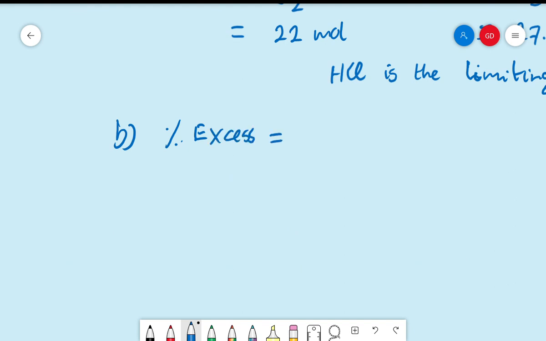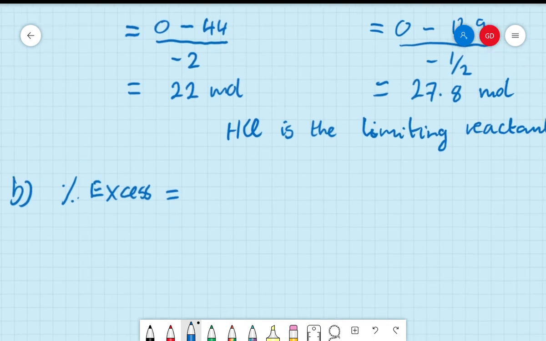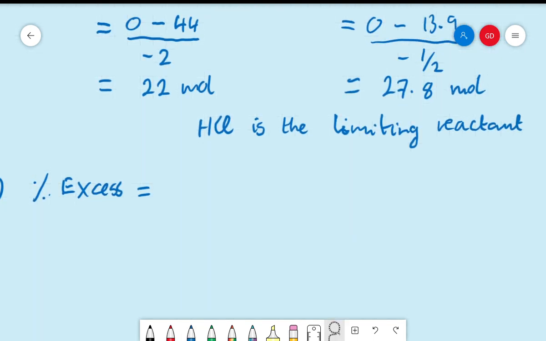It's given by the species that is in excess, which is oxygen. Now if you look at our results, look at this one here. Oxygen is more than 22 more. So HCl is the limiting reactant, which means oxygen is the excess. So you use oxygen in this equation: oxygen entering, subtract oxygen that is required for complete reaction.